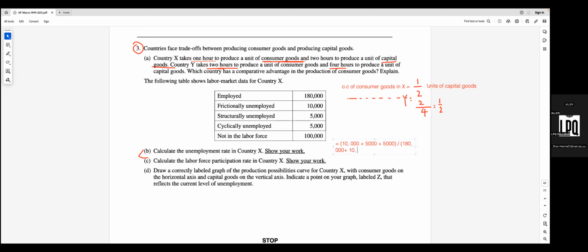Okay, employed workers for sure is a part of the labor force. Okay, so put all this together. So you do the calculation. I guess it's the 10%. Okay, so this is the answer for question B.